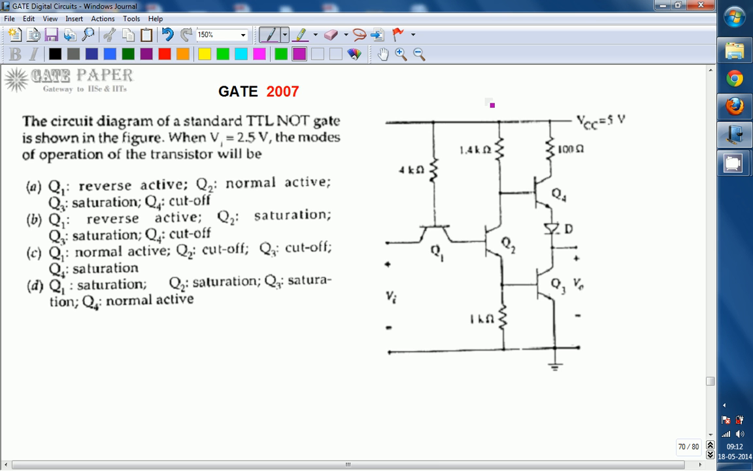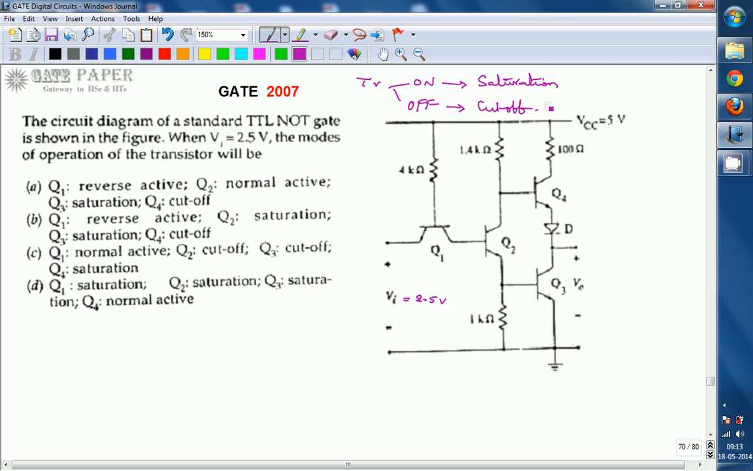Whenever the input Vi is 2.5 volts. Now, standard TTL implies, remember that one, that a transistor is either on or off, because we are going with digital. So on implies it will be going into the saturation region, and off implies it will be in cutoff. Remember that one. That is standard TTL.